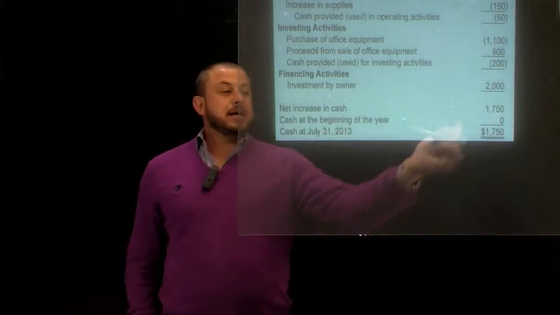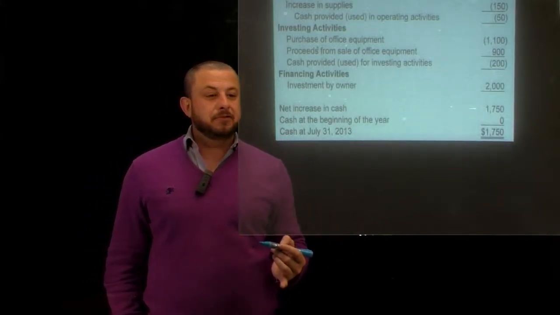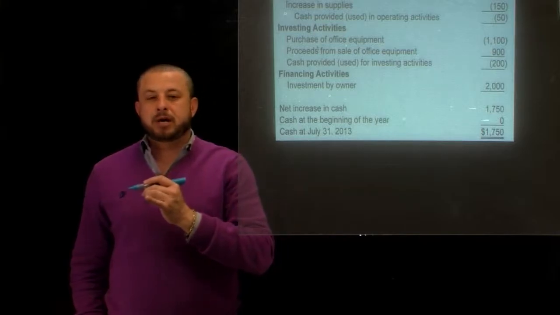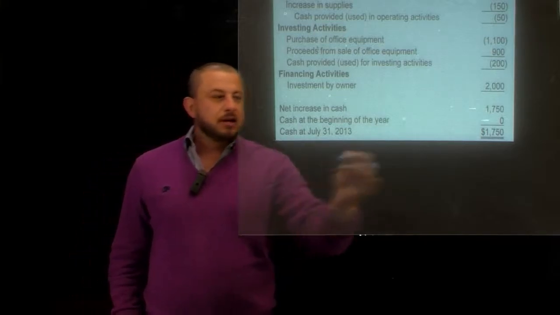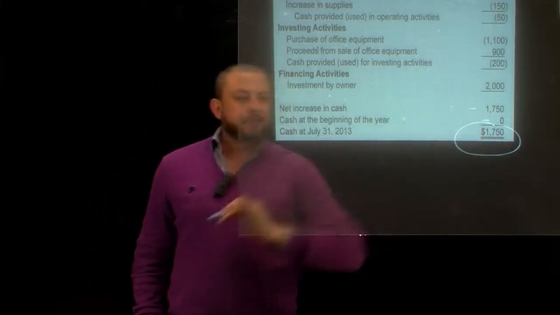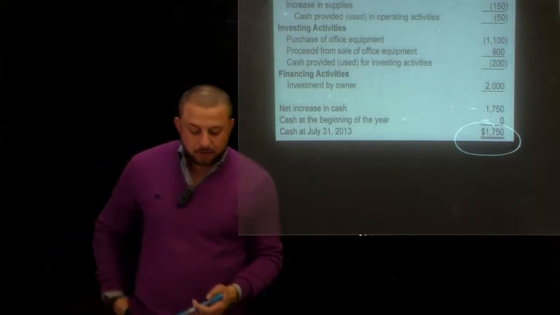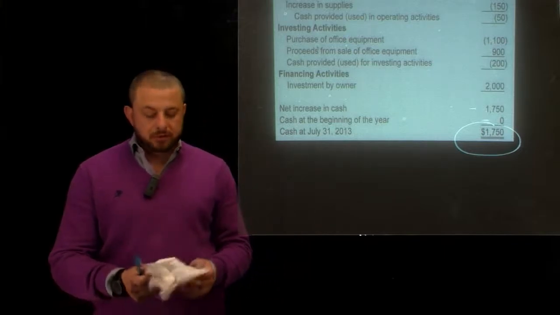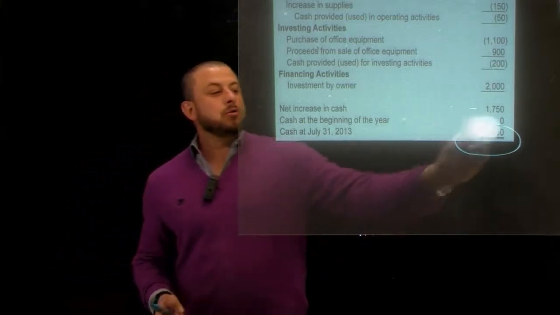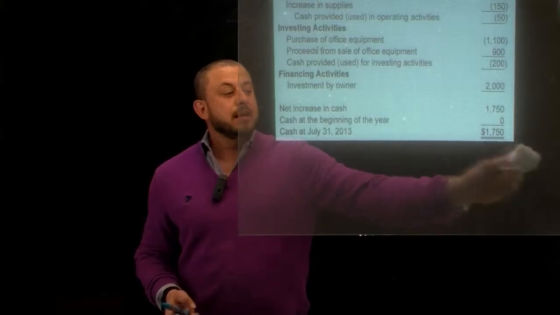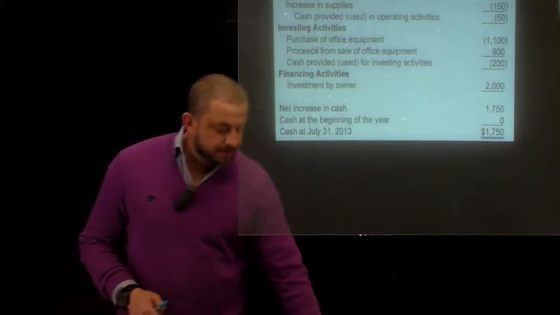So the net increase in cash in this period is 1750. There was no cash from the prior period at the beginning of this year. Therefore, cash at July 31st, when it is prepared, is $1,750. Therefore, it shows the cash position of the company based on operating, financing, and investment activities. Okay, guys?